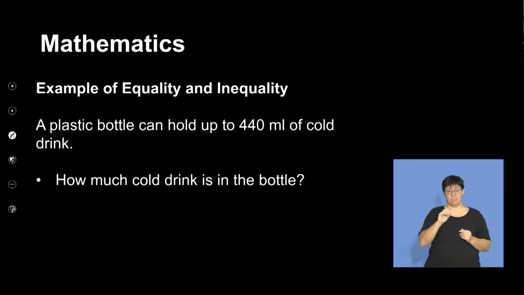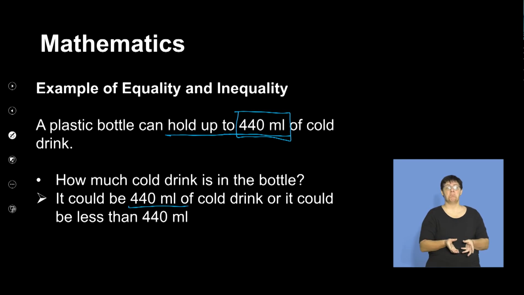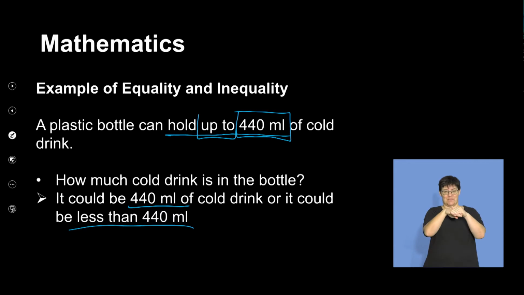In terms of an example, if I have a plastic bottle, right, and I am told that it can hold up to 440 milliliters of cold drink, you know, the one that we buy from the tuck shop, how much cold drink is in the bottle? So it can hold up to, meaning the maximum capacity of the bottle is 440 mils. But it can also hold less than that. So the first point will say it could be 440 mils of cold drink, or it could be less than that. Why? Because the up to part means that's the maximum, but it can hold less than that.